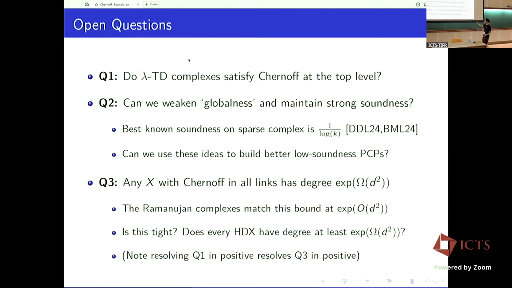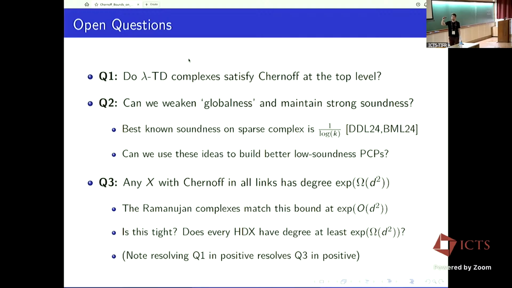It's also related to the last problem I'm going to say. The second question is, can we weaken globalness or find some weaker condition that maintains optimal or exponentially strong soundness in an agreement test? There are agreement tests known on sparse complexes. This is how we got these incredible new PCP constructions. But the best soundness is 1 over log k. So it's doubly exponentially far from what you would hope for and what we know for stronger PCPs. And of course, there are other ideas you need to try to use these to build better low soundness PCPs, improving on the one you'll hear about in two or three talks.